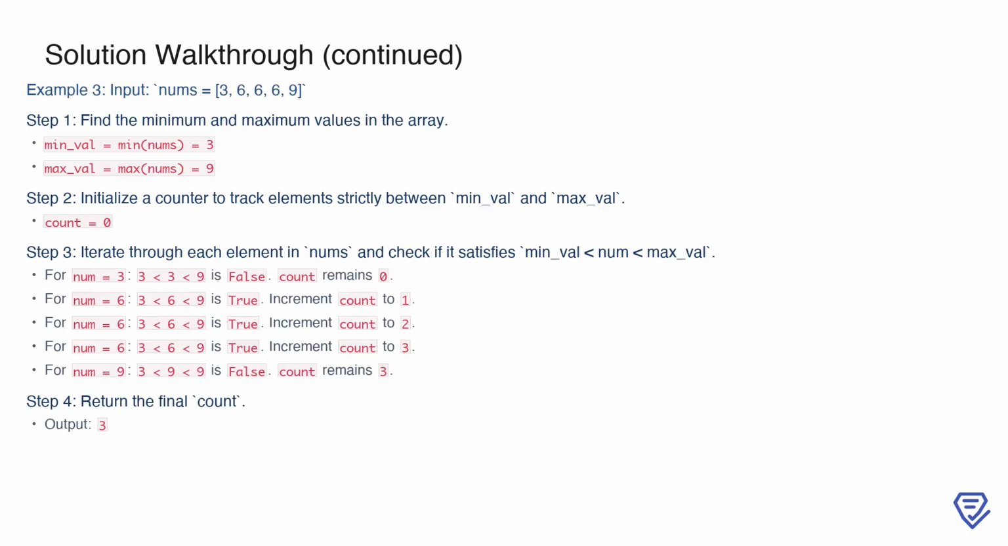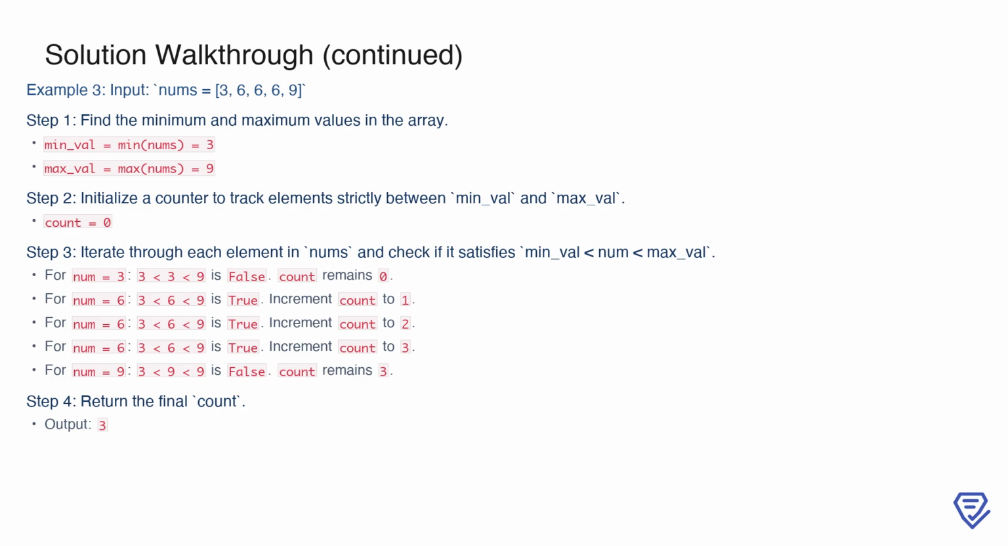For this example, we are working with the input array nums equals [3, 6, 6, 6, 9]. The first step is to determine the minimum and maximum values. Here, the minimum value is 3, and the maximum value is 9.